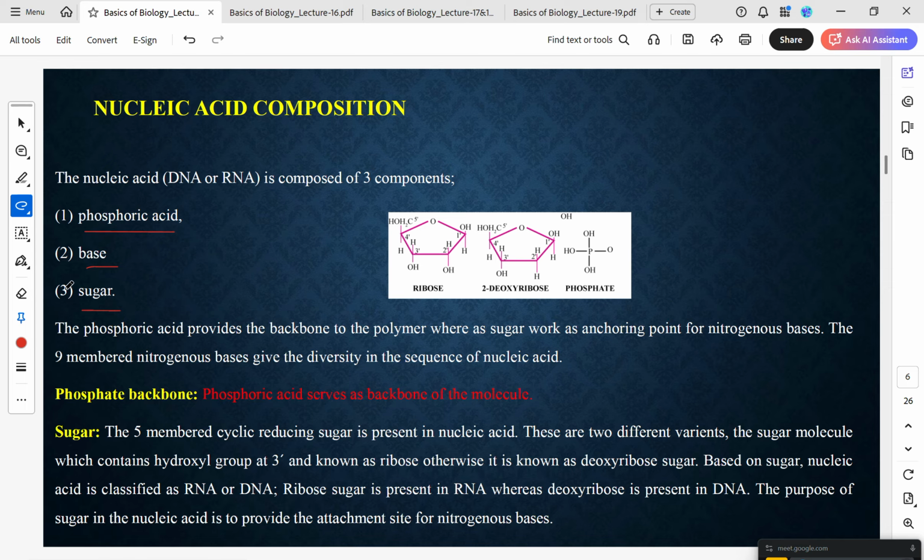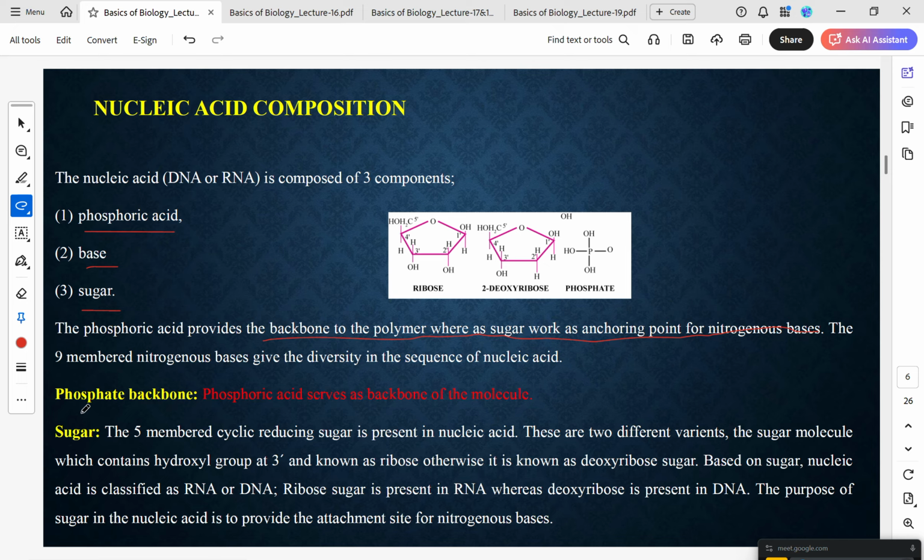In case of DNA, the sugar is deoxyribose, whereas in case of RNA, the sugar is ribose. The phosphoric acid provides the backbone to the polymer, whereas the sugar acts as the anchoring point for the nitrogenous bases. There are nine nitrogenous bases, which give diversity to the sequence of the nucleic acid.